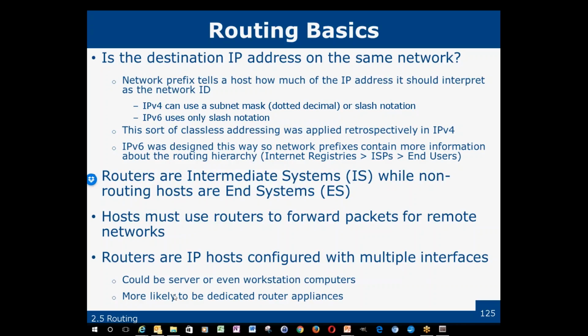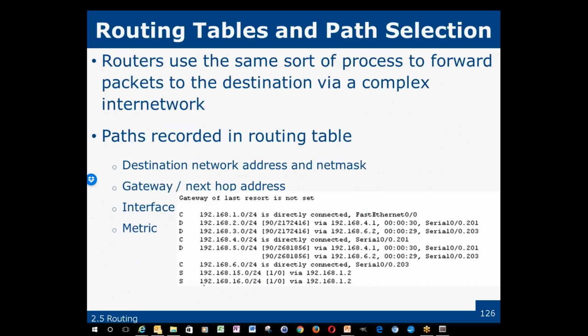It could be a server or workstation, kind of a workstation. You can use a Windows workstation to share the internet. You can do routing with a Linux workstation, but actual routing with Routing and Remote Access, which I believe they're going to have you configure, is only available on a Windows machine. In most instances, what we're going to want is a dedicated router appliance. It uses the same sort of process to forward packets to the destination via a complex internetwork.